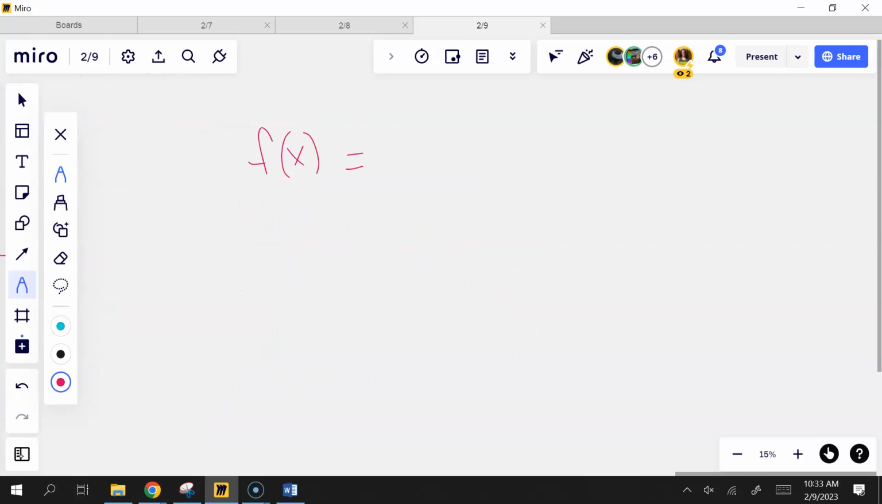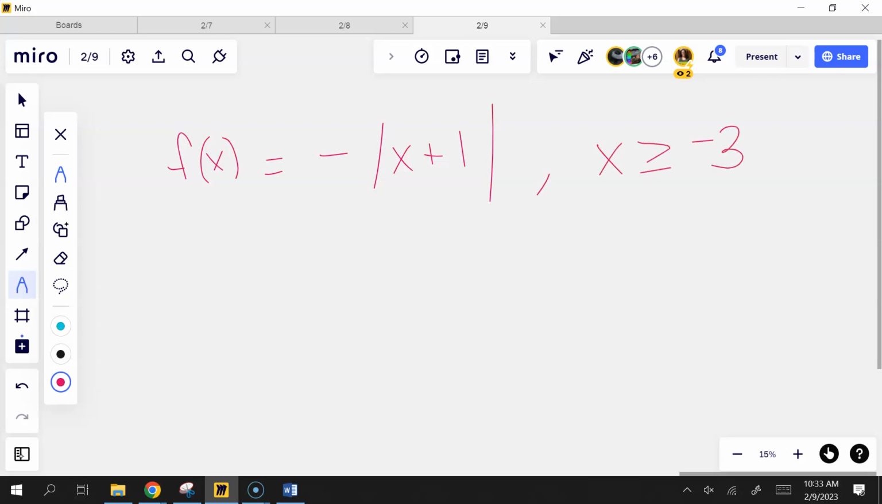Let's not make it piecewise right now. Let's just do one with a restriction. After this, then we'll take a brain break before we do inequalities.